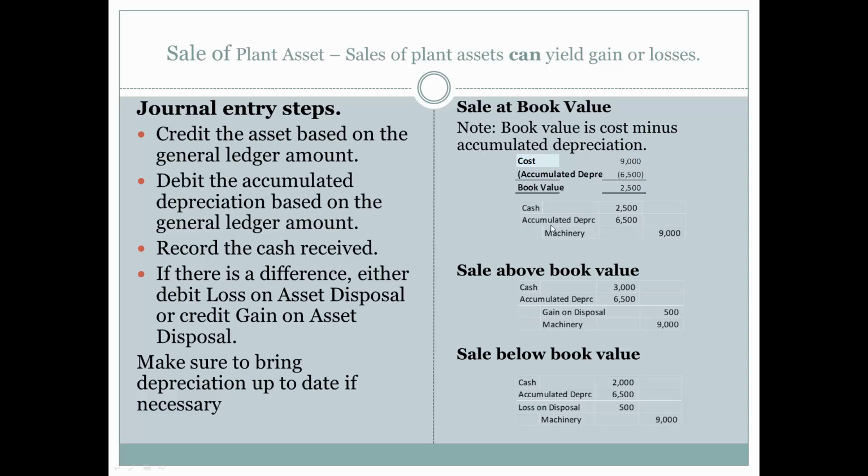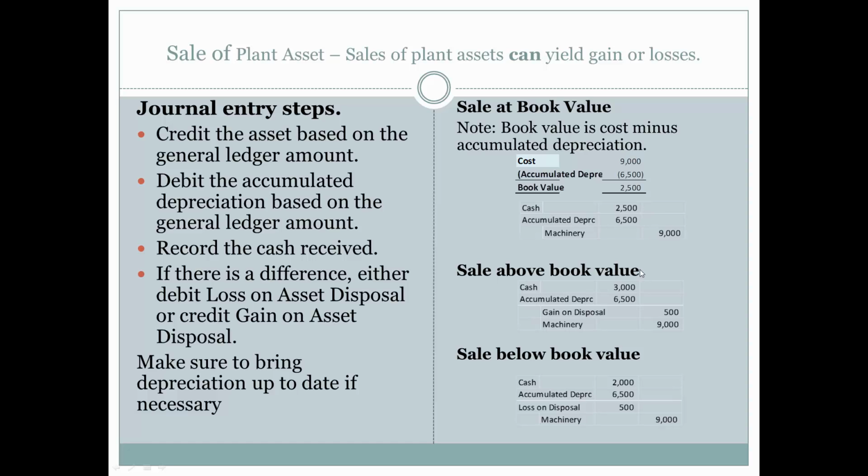So first of all, we want to credit the machine, credit the asset, debit accumulated depreciation, and then record the cash. Well, we can see that we have 9,000 in debits and 9,000 in credits. So we're in balance, and this would represent when we sold an asset for the book value. The book value was 2,500 and we got 2,500.